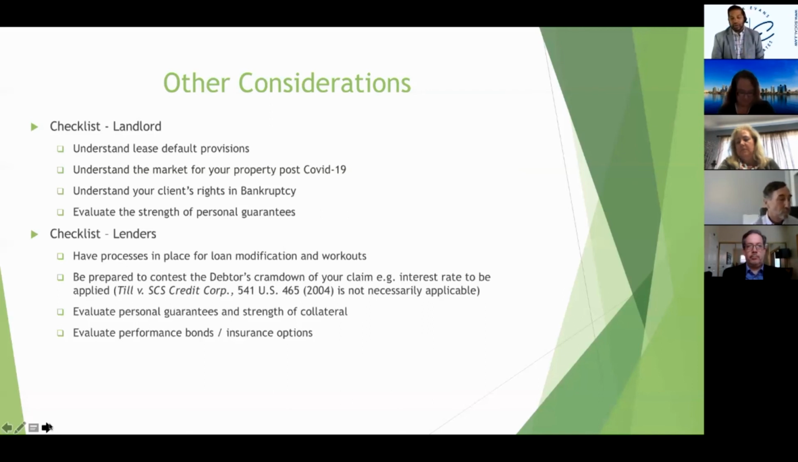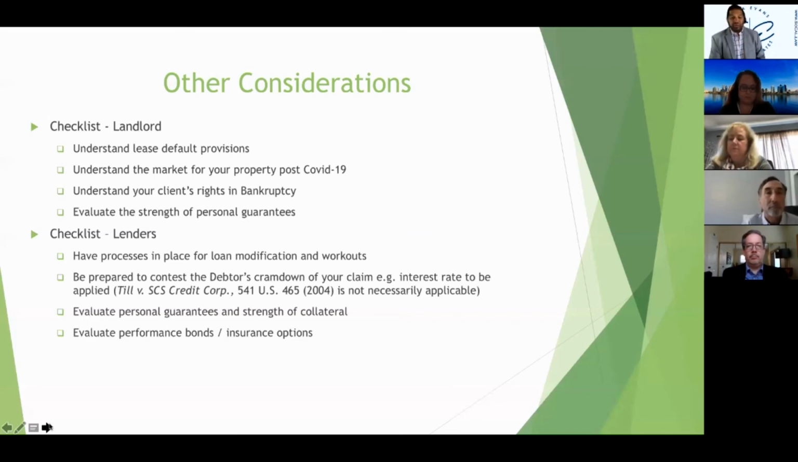What does your vacancy rate look like? What is your post-market? Is this a retail space or a restaurant space that really is going to just have a glut of inventory post-COVID? And if that is the case, then you need to really think about how to work with this person to try and get them to a point where they can be successful rather than destroy and start over.